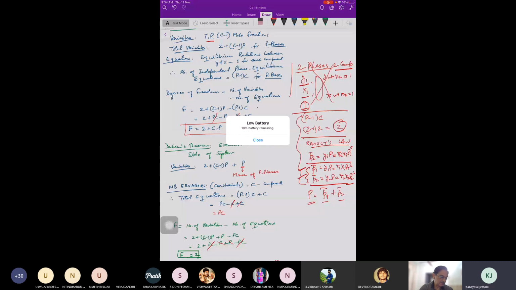And then, when you talk about equations, constraints, you can write material balance equations because now you're talking about mass, right? So there are C components, so there can be C material balance equations. In that case, total equations will be the earlier (P minus 1) into C plus C for component material balances. Since we added mass here, we have to add these constraints for mass. And so the number of equations will be P into C. So if you take the number of variables minus the number of equations, we get 2 plus (C minus 1) into P plus P minus PC.